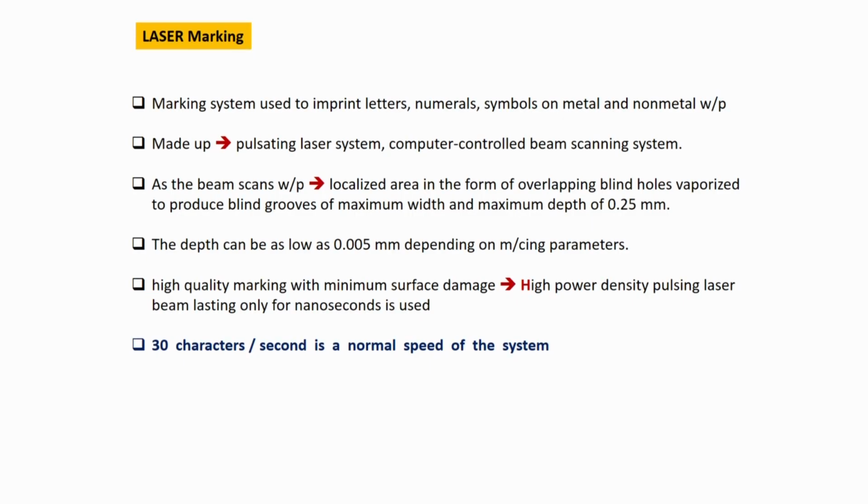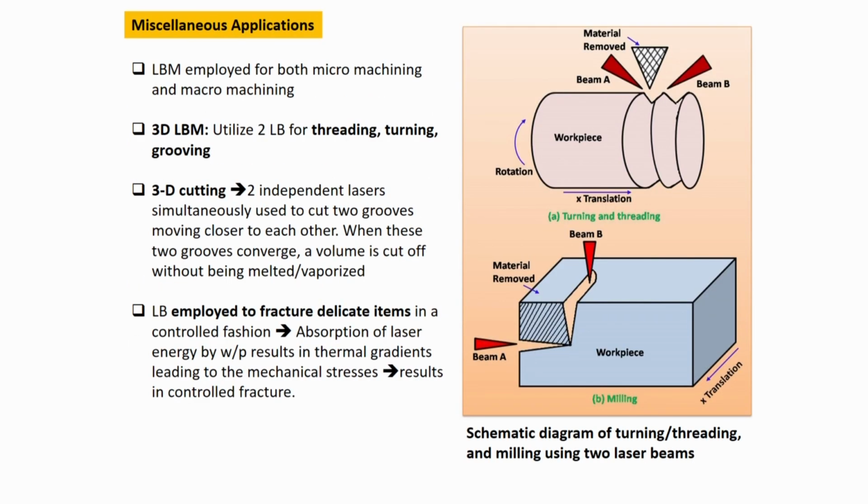So high quality marking with minimum surface damage can be done by a high power density pulsating laser beam lasting only a few nanoseconds. So 30 characters per second can be machined. It is a normal speed of the laser beam marking system.